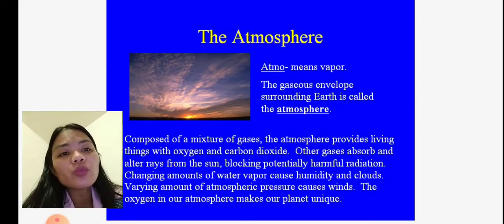Changing amounts of water vapor cause humidity and clouds. Varying amounts of atmospheric pressure cause winds. The oxygen in our atmosphere makes our planet unique. So, nauna dyan yung atmosphere.